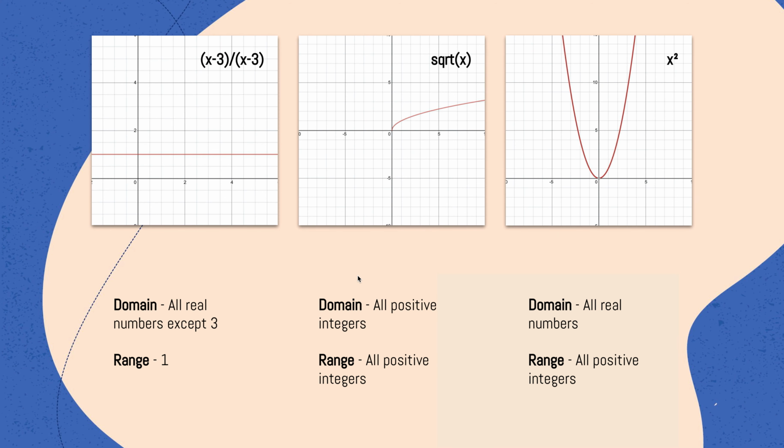So now we come to domain and range. Domain is basically the set of values which act as a valid input. A function in essence is a mathematical operation. For example, we have this function (x - 3)/(x - 3). The x is the input value. This could be substituted with any number.